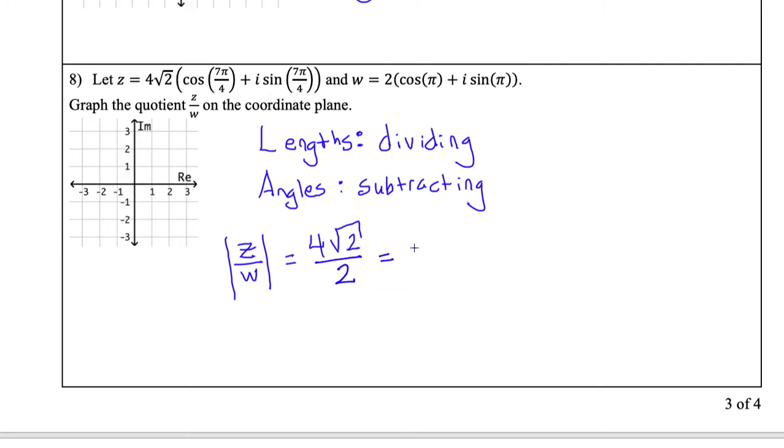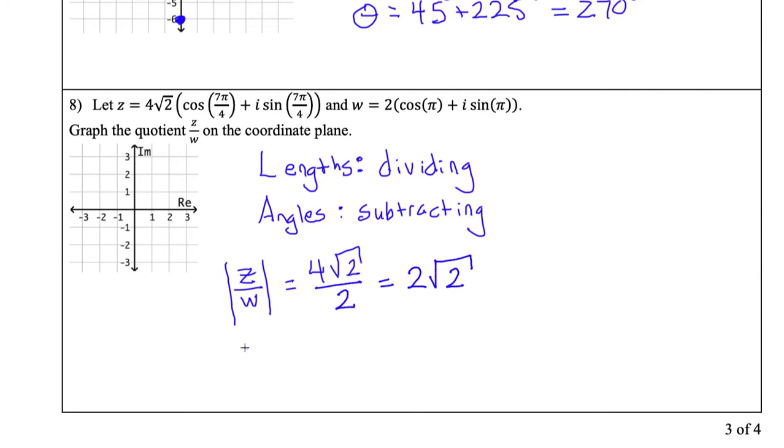No one's got it yet. Keep shouting them out. 2 square root of 2. There it is. Andrea got it. 2 square root of 2, which is a weird number, right? How am I going to go up 2 square root of 2? It's going to be confusing. It will make sense in a second. So let's do the angles.